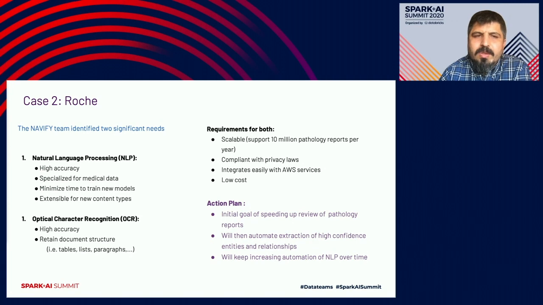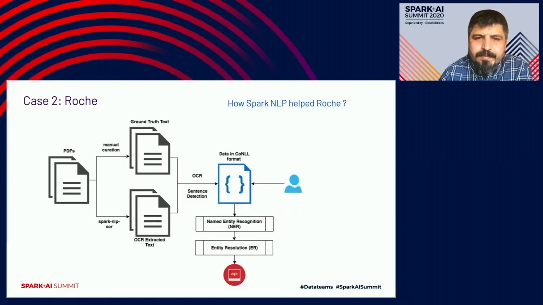So the goal was to speed up the review of pathology reports, automate the extraction, and maintain this pipeline over time. We started with PDF as well. If the files are already TXT, we just discard the OCR step and feed them into our pipeline, extract NER, and then apply some entity resolution or assertion.